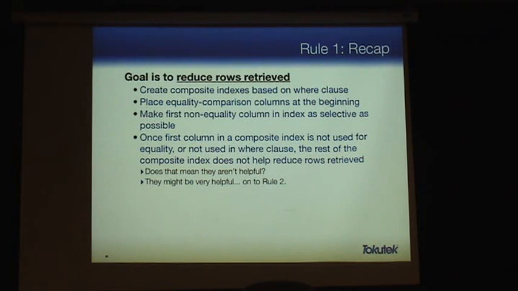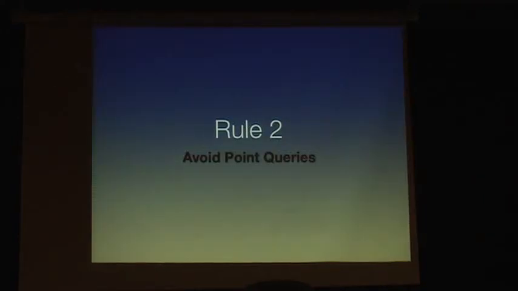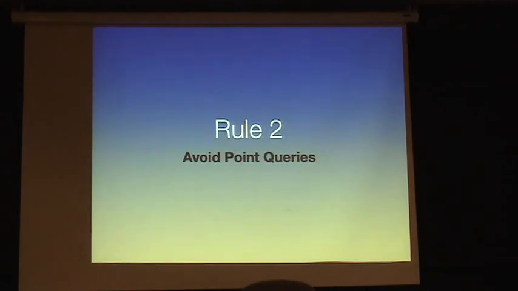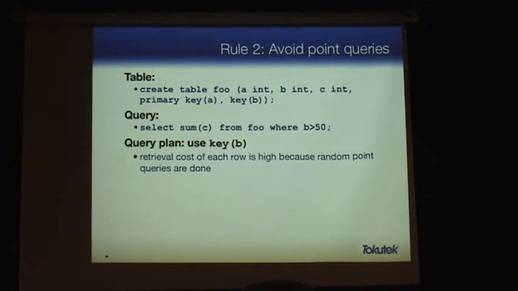And you want to make the first non-equality column in the index be as selective as possible. Once the first column in a composite index is not used for equality, or it's not used in the where clause, the rest of the composite index does not help reduce the rows retrieved. That doesn't mean they're not helpful. In fact, they can be very helpful, and we're going to get to that in Rule 2, where we want to avoid point queries.